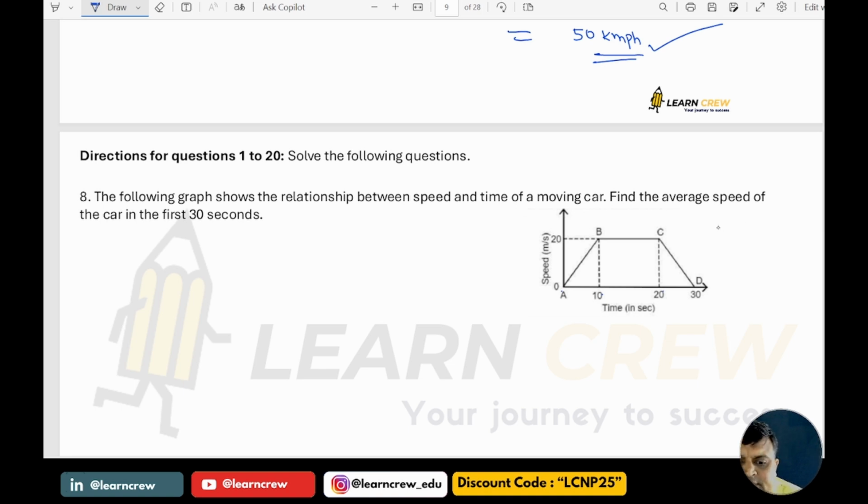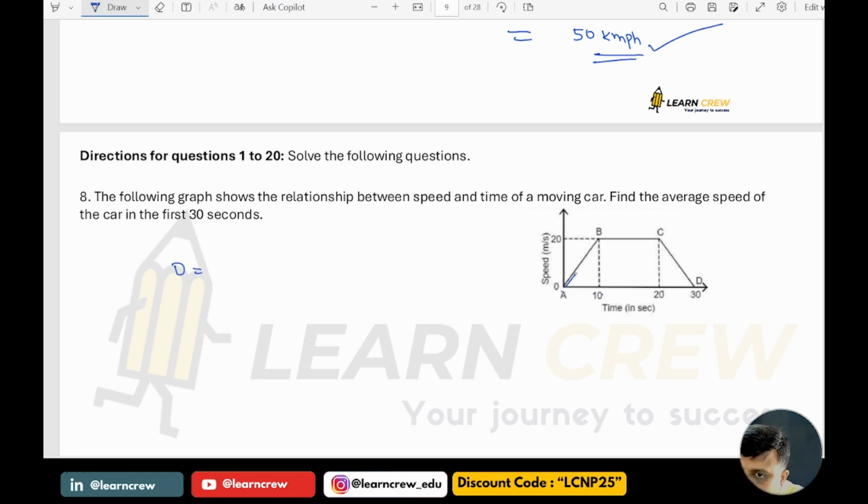Average speed is nothing but total distance by total time. And how do you get total distance? Distance is equal to speed into time, the speed and time product. Please see here, so the area of the graph. You need the area of this graph. So the total distance is equal to the area of the graph.